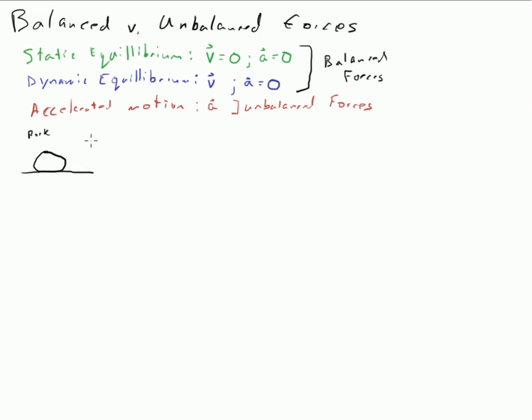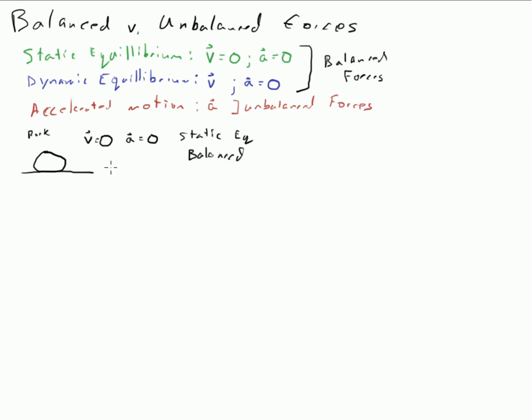Alright, so you observe the rock and you see the rock is not moving, so you know the velocity is 0. You also know that the acceleration is 0. So based on that, we match that up. That is something that is in static equilibrium, and the forces are balanced. So you can tell that just by looking at the motion of the rock.